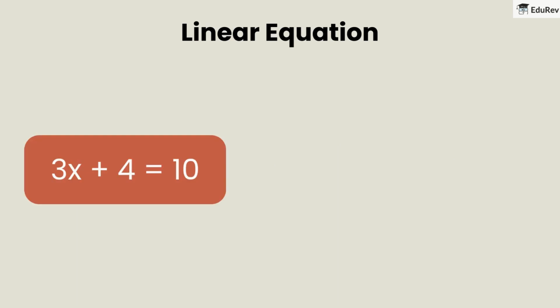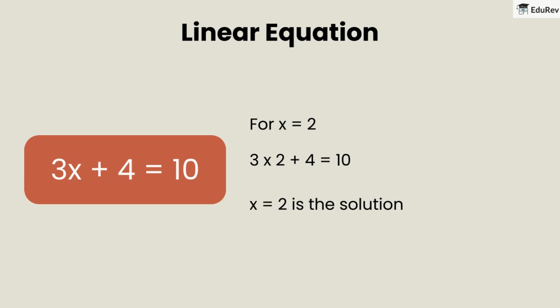Let's look at an example. 3x + 4 = 10. If we want to find out what x is, we make sure that both sides of the equation are equal. So, for x = 2, if we calculate 3 times 2 plus 4, we get 10. That means x = 2 works perfectly because both sides match up. They're both 10. That's how we solve it.